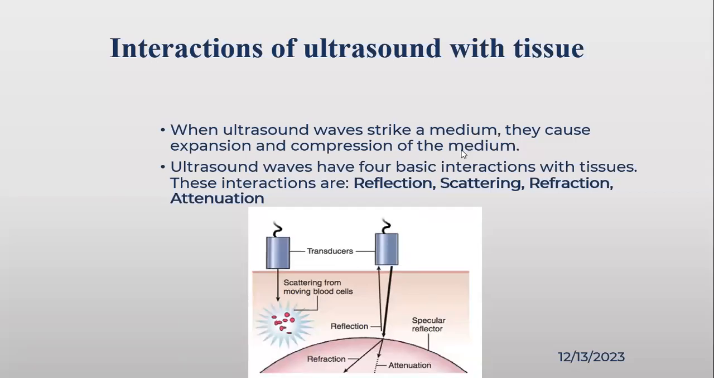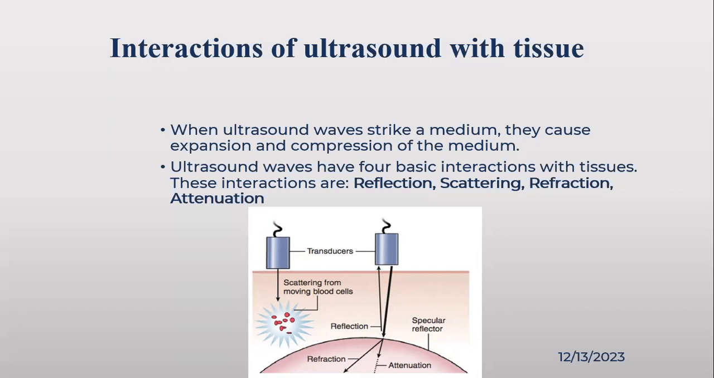So hello again, and we will start with part 2 of the lecture, which is the introduction of ultrasound to tissues. We have 4 types of interactions that ultrasound can have with our body. When the ultrasound travels from the device to our body, it will have 4 interactions. What are these 4 interactions?